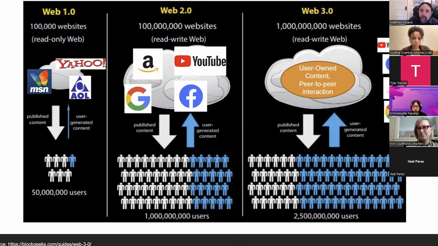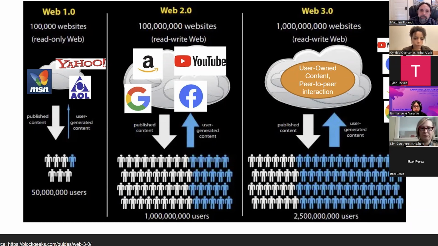So to talk about Web3, we really have to talk about what Web 1 and Web 2 are. Web 1, or the inaugural internet, was in the late 1990s, or throughout the 90s. It was heavily content provider driven. I have some examples there: MSN, AOL, Yahoo, pushing content to users. So very little user-generated content, very little user interaction. It's mostly published content.